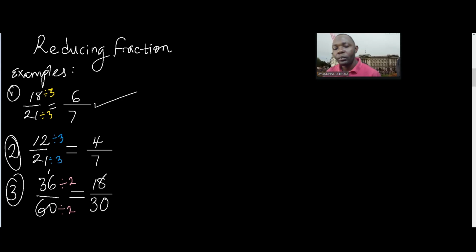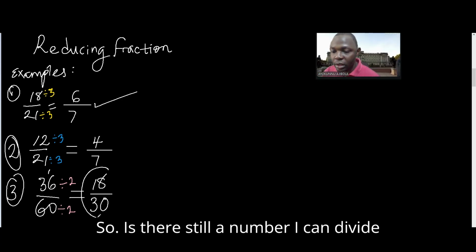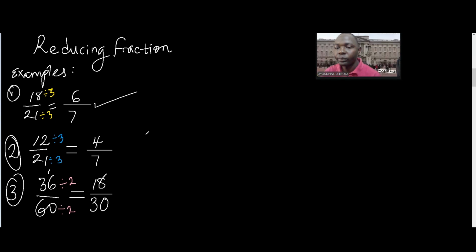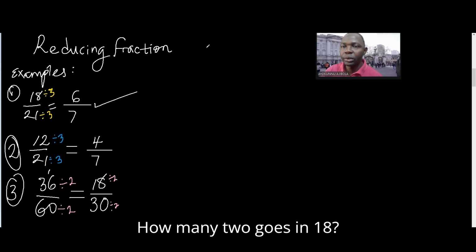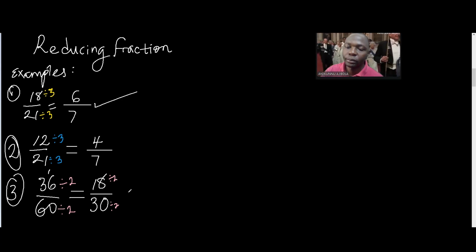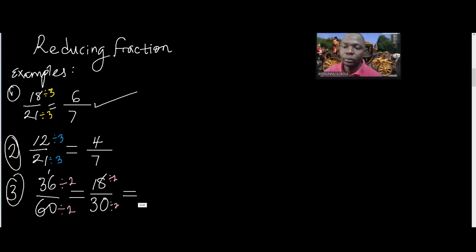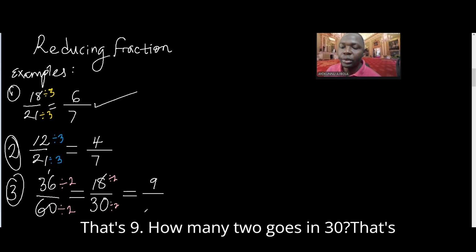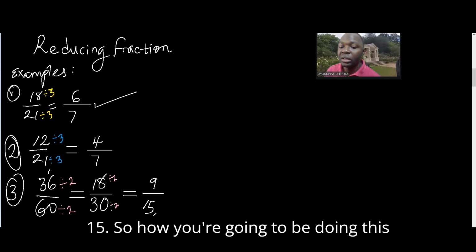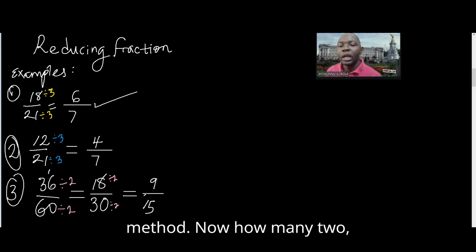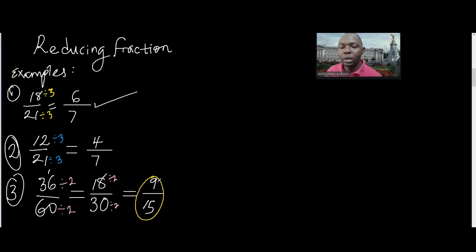So is there still a number that can divide them? Yeah, 2 can still divide them. How many 2 goes in 18? That's 9. How many 2 goes in 30? That's 15. So how you're going to be doing this is up to you now. I have shown you the method.